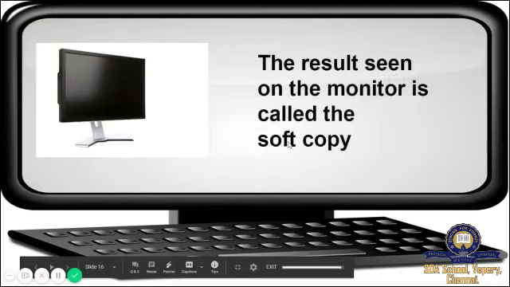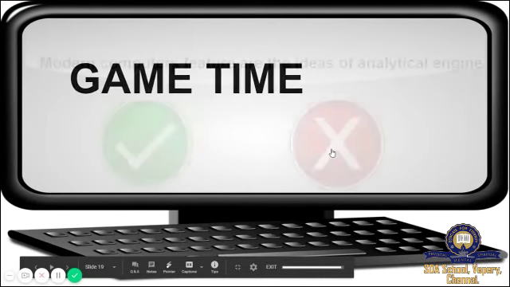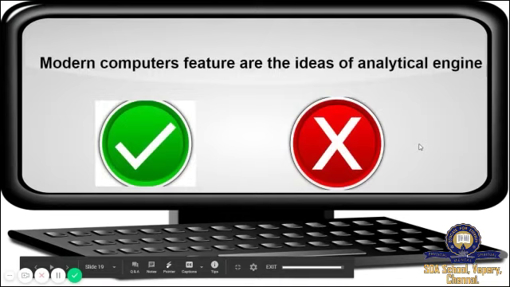Next, we saw the soft copy and the hard copy. The soft copy is the monitor, and the hard copy is a printer. Now it's time to play some games, like we played in the last video itself. But kids, from this slide, our book bag exercises start.